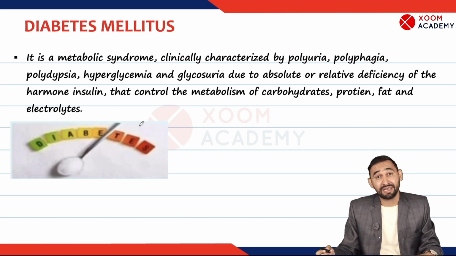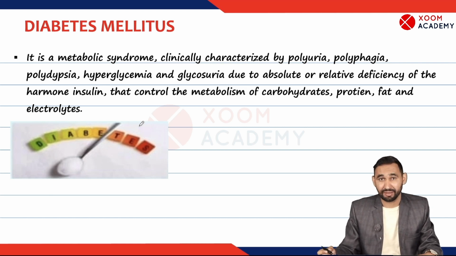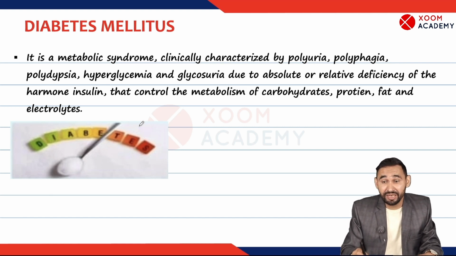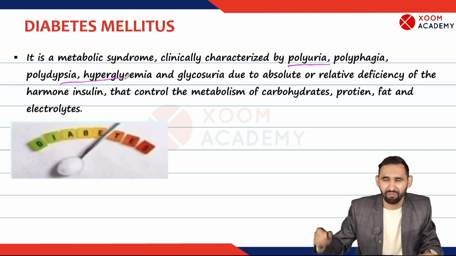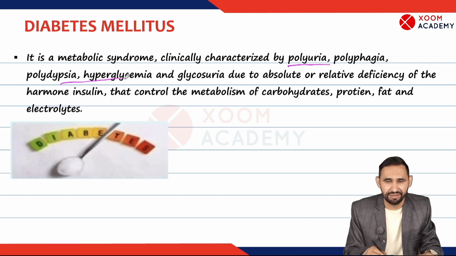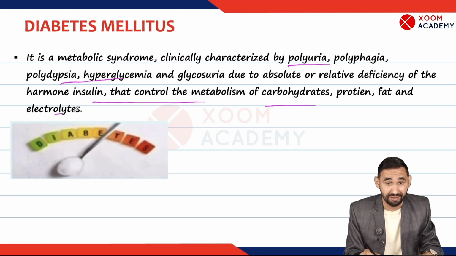Now, we will discuss another emerging health problem, diabetes. Diabetes is a metabolic disease. It is characterized by polyuria, polyphagia, polydipsia, and hyperglycemia, meaning blood sugar levels increase. Why do they increase? There is a deficiency of insulin, which controls the metabolism of carbohydrates, proteins, fats and electrolytes.